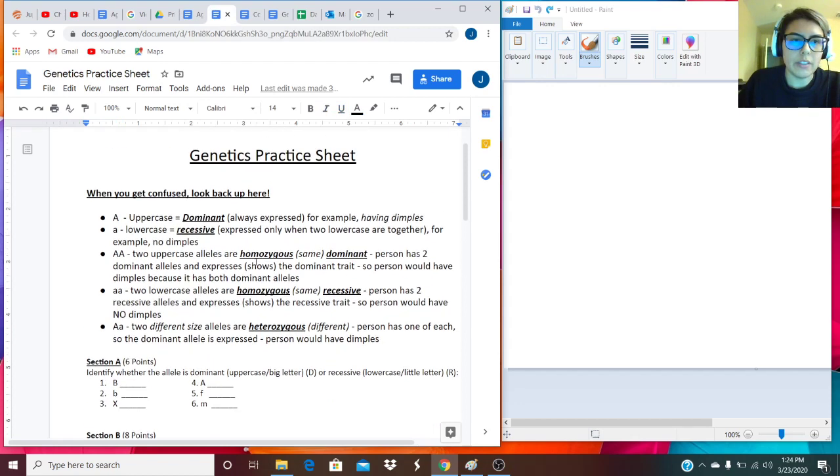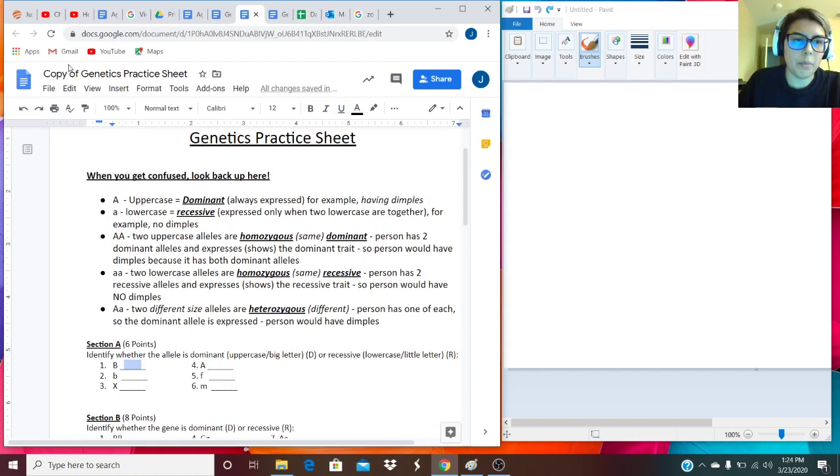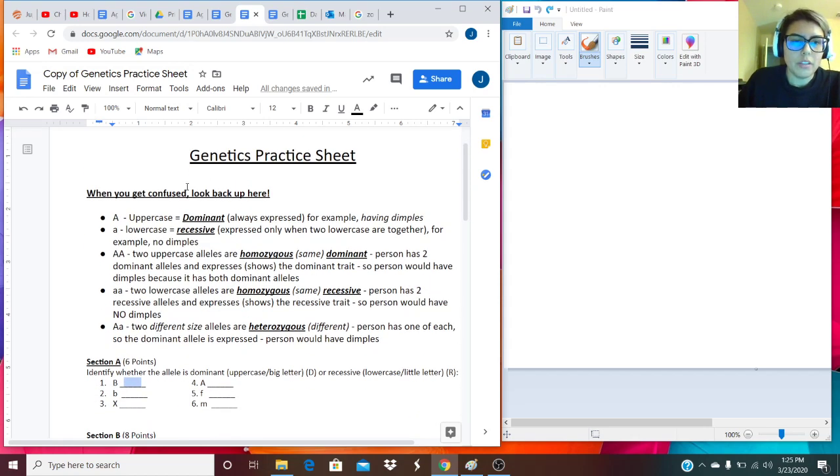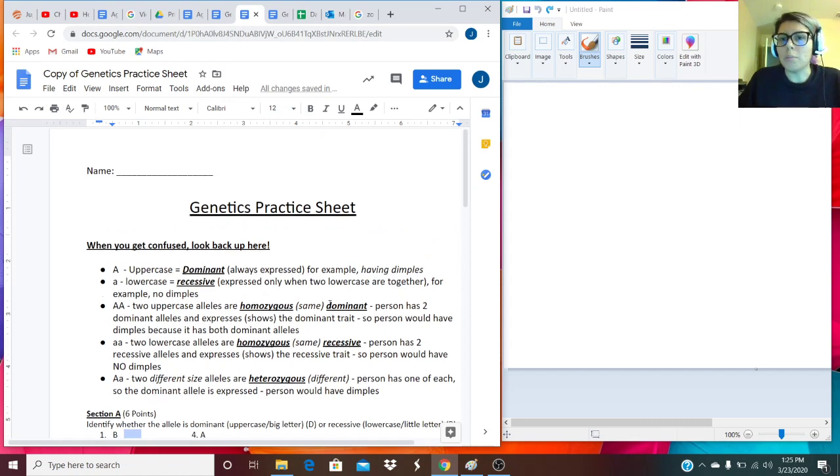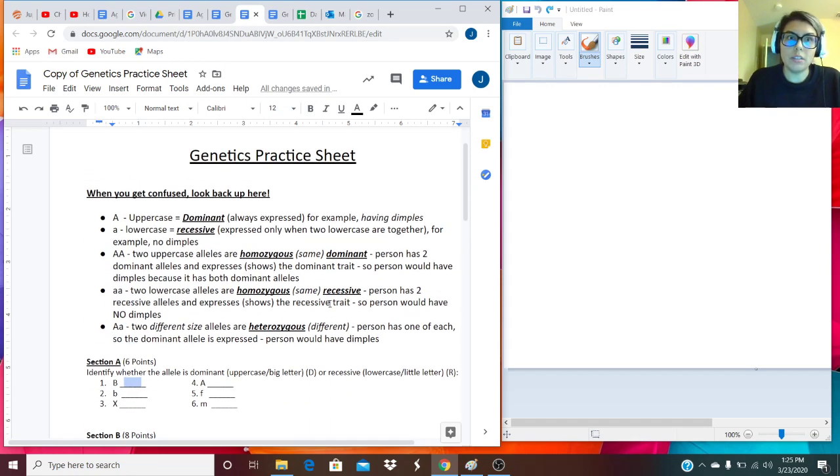Here is the assignment, and here's my copy of the assignment. Here is the paper, and here are the definitions. If you did the critical reading first, this will make a lot more sense. If you didn't do the critical reading, I would highly suggest doing that first before you start this practice sheet. So here are just some tidbits.